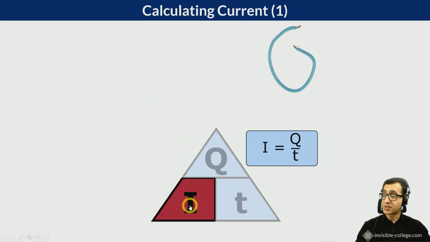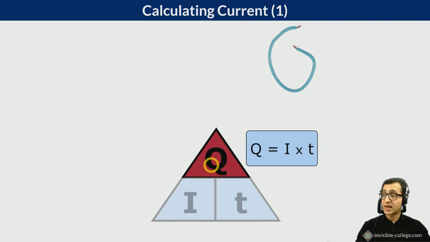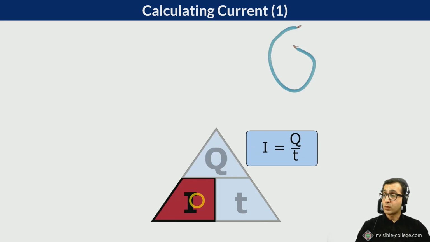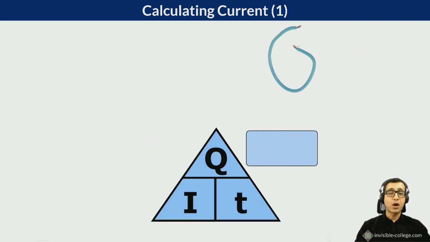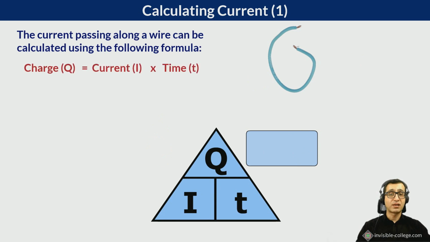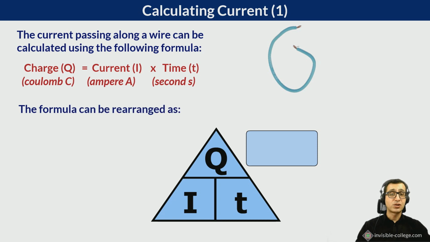So if we wanted to rearrange this equation to make charge Q the subject, we would multiply both sides by T, and we get Q is equal to IT. If we wanted to rearrange the equation to make T the subject, we would first multiply both sides by T and then divide both sides by I, and we get this, T is equal to Q over I. But either way, you can use this formula triangle if you struggle with that. So the current passing along a wire can be calculated using the formula charge is equal to current times time, and we rearrange that to I is equal to Q by T.